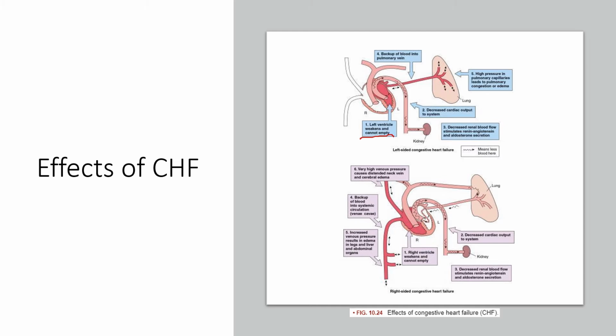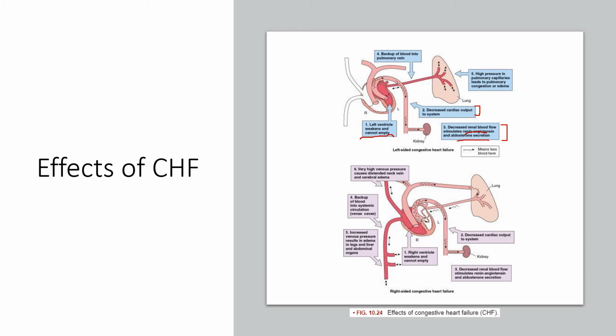So first off, the left ventricle weakens and it cannot empty. What that leads to is this decreased cardiac output to the system. So the system is not getting as much blood as it should. So remember, from the left side of the heart, we're supplying the rest of the body with that freshly oxygenated blood. And then our body is not getting that due to this decreased cardiac output. And then what happens is the kidneys suffer. So there's a decreased renal blood flow, and this is going to stimulate the RAA system, or the renin-angiotensin-aldosterone system.